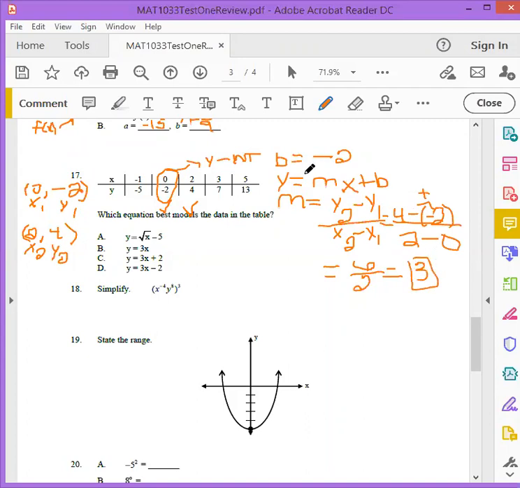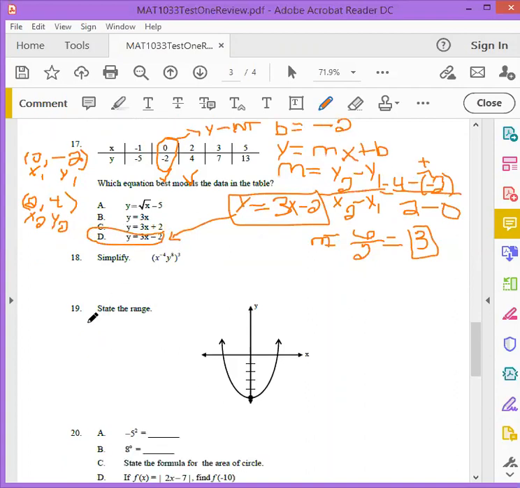So that's our slope. We can plug that into our slope form of the equation. Y equals our slope, which is m, so it'll be 3x. Our y-intercept was -2. So we're looking for potentially this form of the equation, which we see as letter D. That's our correct answer.